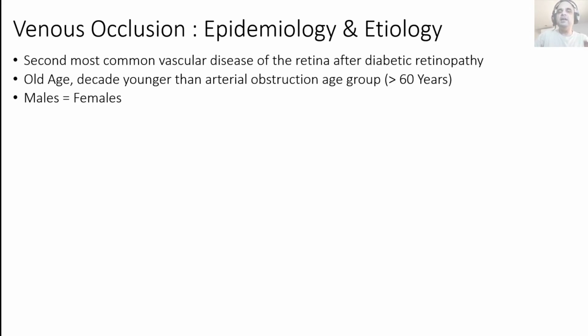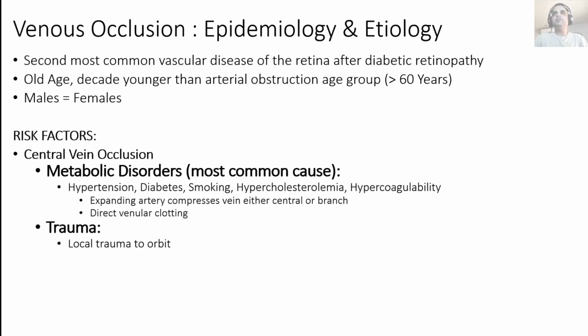And again, unlike retinal artery occlusion where males were outnumbering females, here males and females are equally affected. For central vein occlusion, the most common risk factor is metabolic disorders, diabetes, hypertension, hypercoagulability, hypercholesterolemia, smoking, and it's an expanding artery that occludes the vein. We'll see how that happens, although it is also possible for direct venular clotting to happen. Trauma, just like it can cause arterial occlusion, can also cause a venous occlusion.